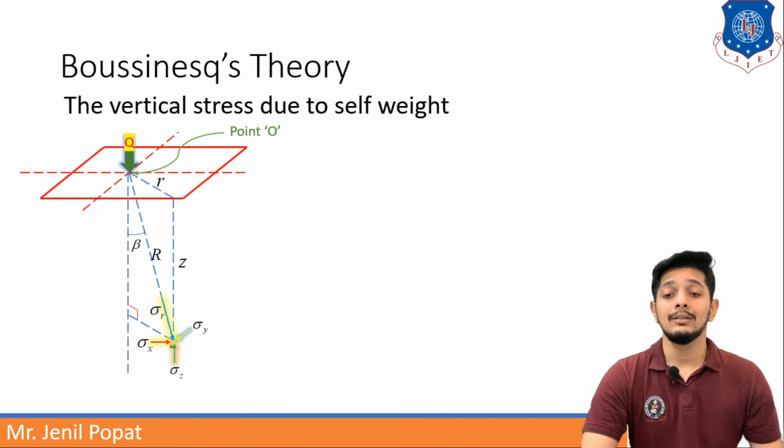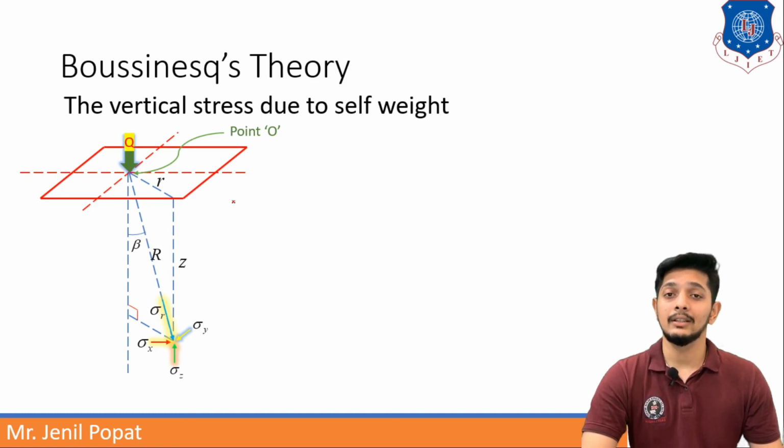Here the sigma r is showing the resultant force or resultant stress of all these three for this point. At this point, the distance from the load application point O will be capital R, and the depth of this point will be Z. Now the radius of that point is assumed as small r. If the line joining the resultant and the vertical line, there will be angle beta.